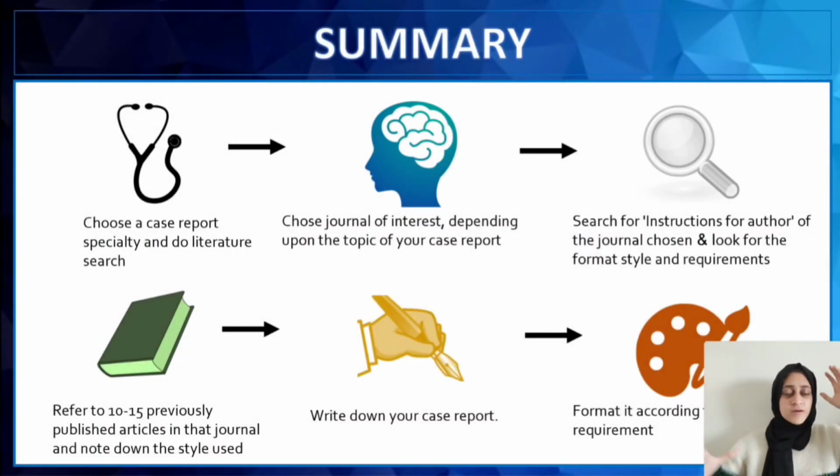Here is a final summary of everything that we talked about. Number one, choose a case report and its specialty and perform a quick literature search to see if it's unique or not. Then you can choose your journal of interest depending upon the topic of your case report. Now you'll search for instructions for authors, look at the format style, requirements, and anything additional you would need, and refer to 10 to 15 previously published articles so that the instructions for the journal stick in your head. And now you can sit down and write your case report. Format it according to the journal's requirements and you're good to go.